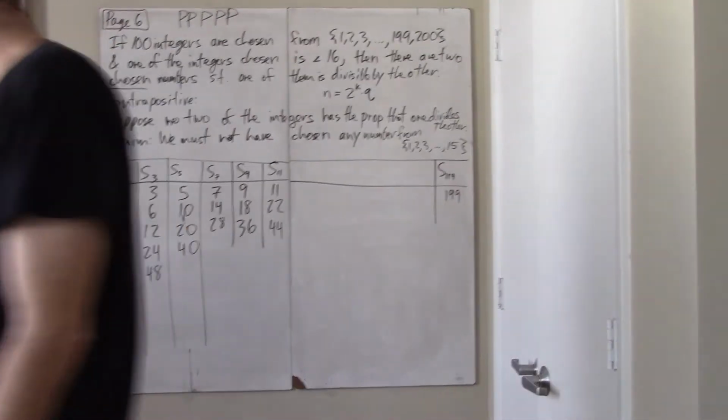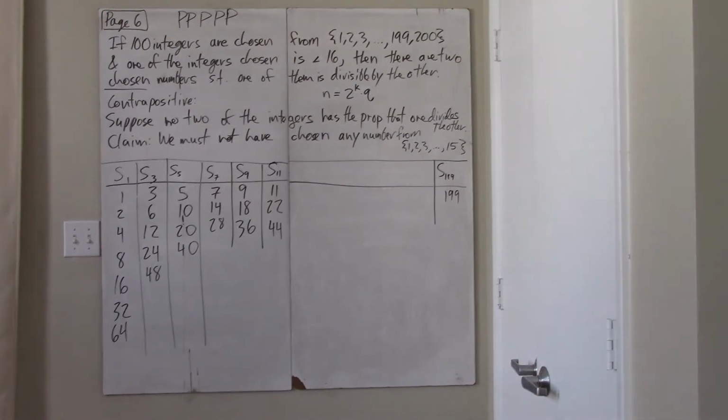And so the intermediate conclusion is that if no two of the numbers has the property that one divides the other, then we can't ever choose two numbers from the same column. And since there are precisely 100 of these columns, because there are 100 odd numbers between 1 and 200, and we have chosen exactly 100 numbers, then by a sort of variant of the Pigeonhole Principle, we must have chosen precisely one number from each column.